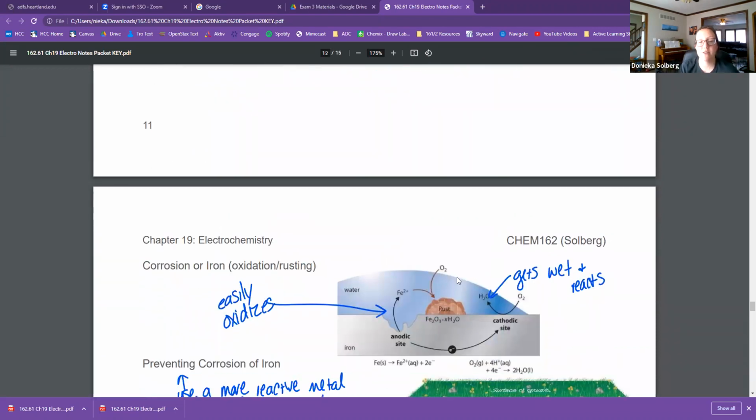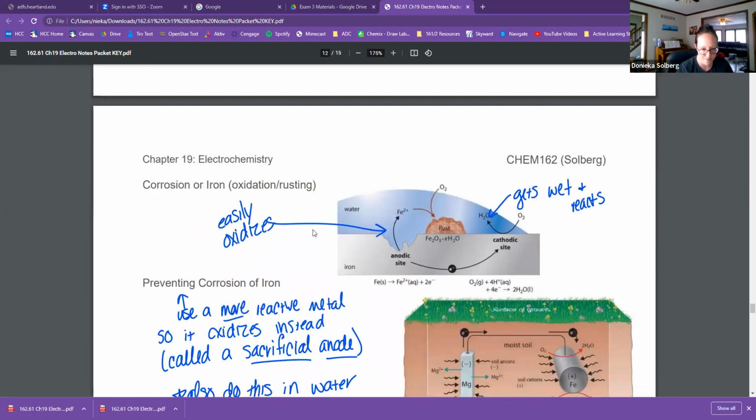Okay. Other applications of this redox stuff besides batteries, of course. Well, iron rusts. We know that, right? And it can cause lots of problems, like in your car. Now, it causes even more problems if you have iron pipes. If it gets wet and you have oxygen, it'll react. And that's essentially a redox reaction going on. So it oxidizes, it forms rust, not good.